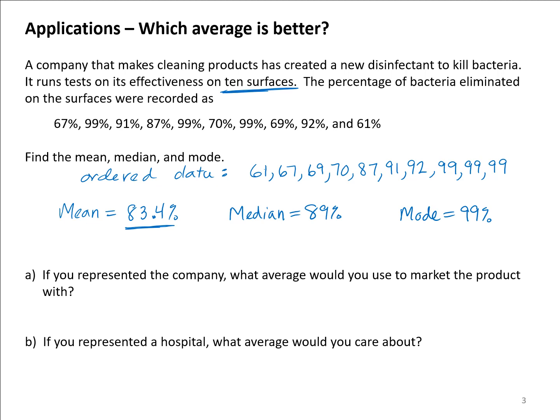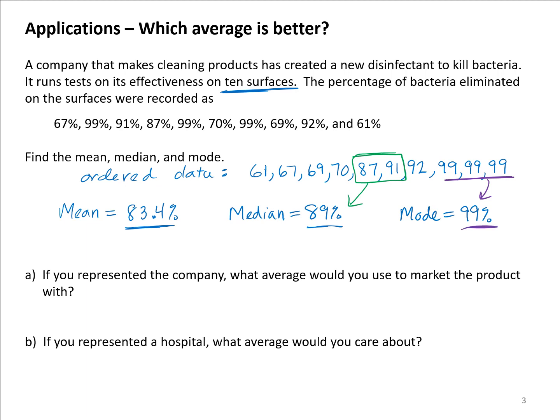The median would be the middle of the data set. So in a data set of 10, that would be between the fifth and the sixth. So in the middle, we would have 87 and 91. Halfway between 87 and 91 is 89. You can do that either just by looking at it or by adding those two middle values together and dividing by 2. And then the mode is what you see most frequently, and 99 is the most frequent percentage here, so that becomes the mode.